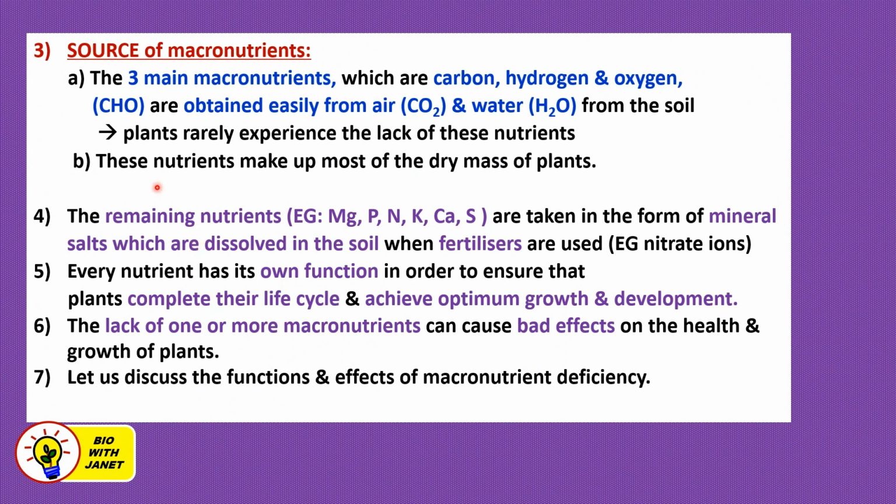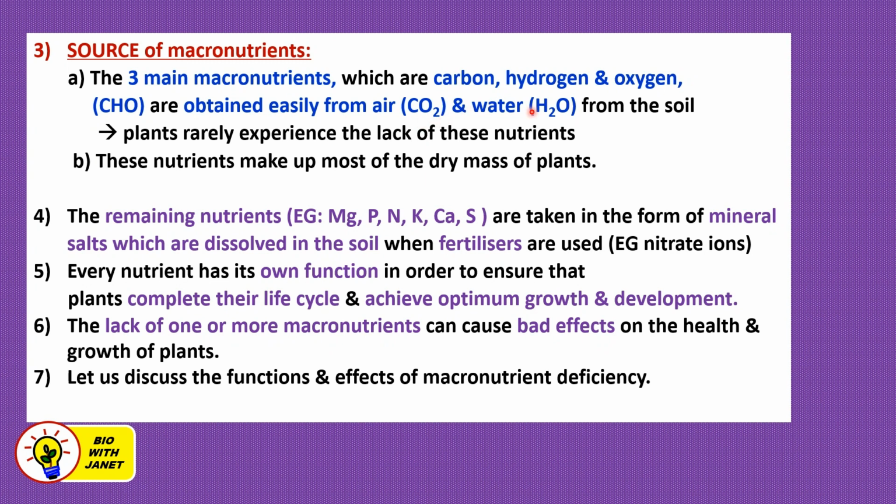Now, where do plants get their macronutrients and micronutrients? For the three main macronutrients, which are carbon, hydrogen, and oxygen, CHO, they are obtained easily from the air in the form of carbon dioxide, which supplies the carbon and oxygen, and from water, H2O, which supplies the hydrogen ion. The water is absorbed by the roots from the soil. And carbon dioxide diffuses into the leaves via the stomata, right?